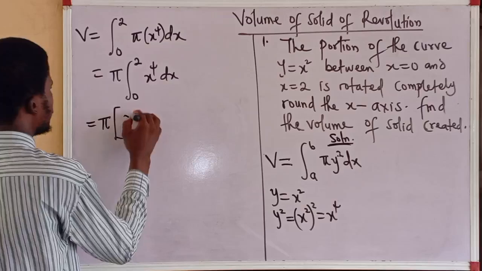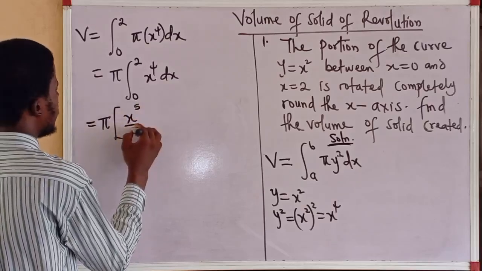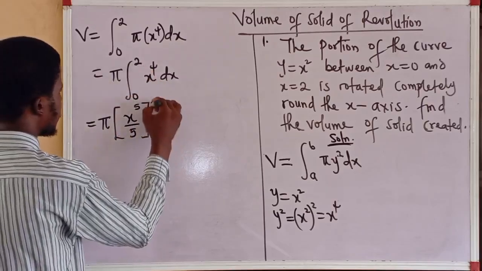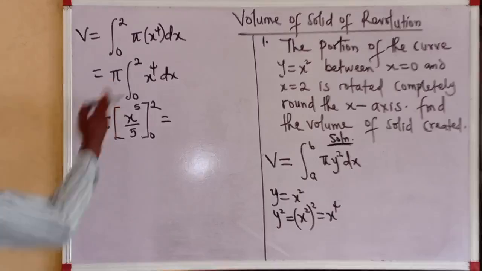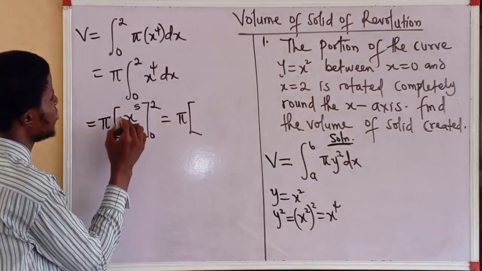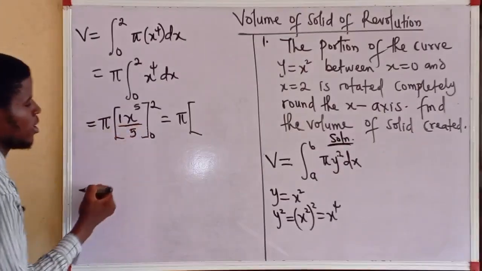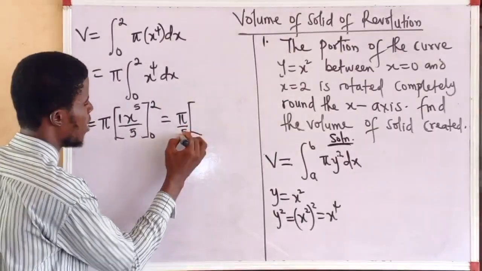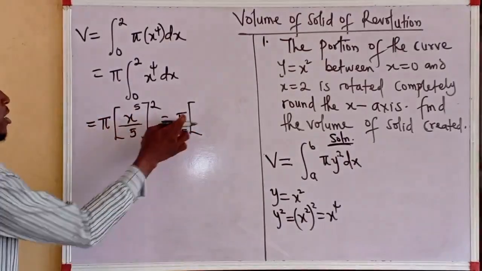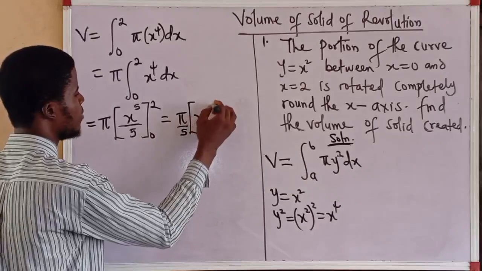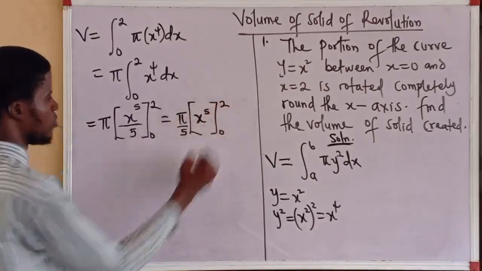So we have pi. Integrating this, we have x to the power of 5 all over 5, from 0 to 2. Okay, it's a definite integral. So we have this pi into, I can see 1 all over 5 here, so I can bring it out. I'll be having pi over 5. 1 times pi is pi. We are now left with x to the power of 5 from 0 to 2.